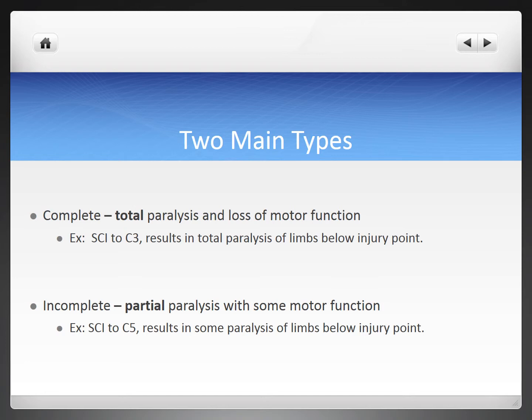The next is incomplete quadriplegia. Incomplete, individuals will experience partial paralysis with some motor function below the injury point. A good example of this would be somebody who experienced a spinal cord injury to C5 in the cervical spine. As a result, the person will experience paralysis of limbs below the injury point and may experience some movement and some feeling.